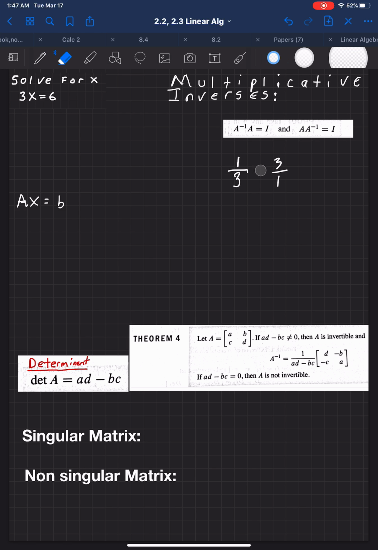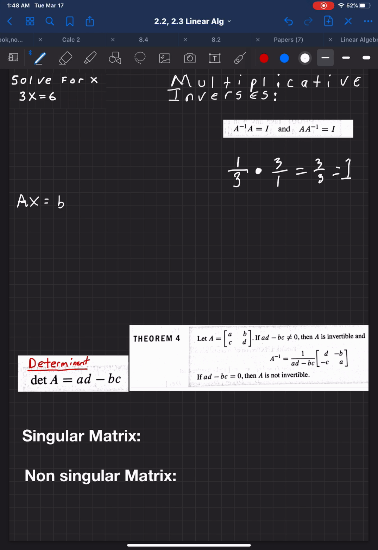And one of the key features of this multiplicative inverse is the following: if you take any number and multiply it by its multiplicative inverse, what do you get? Well, you just get 1.